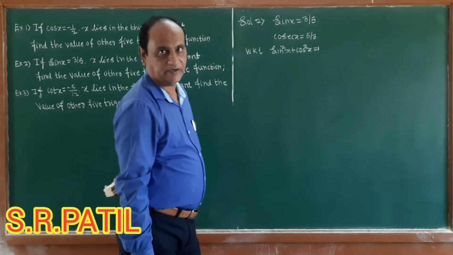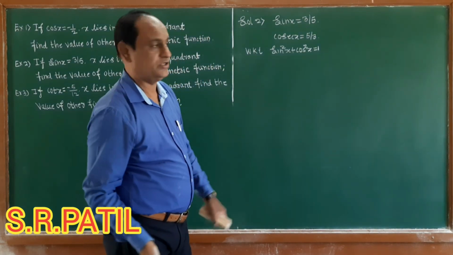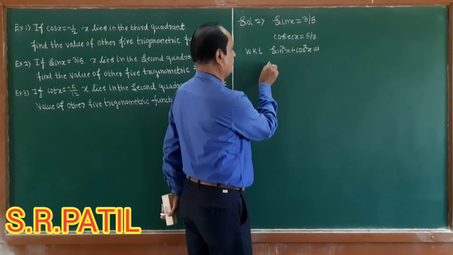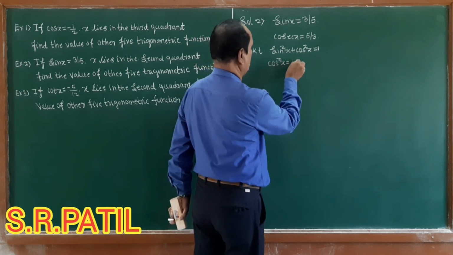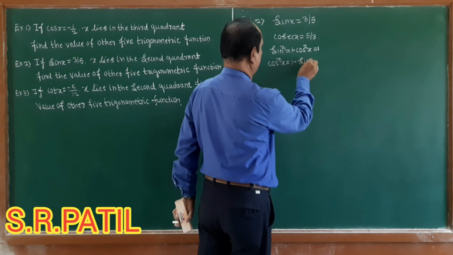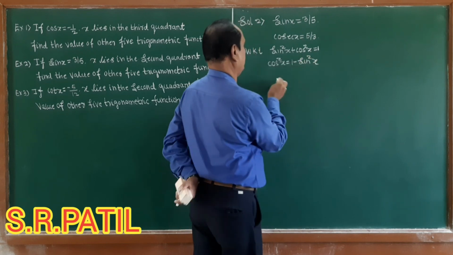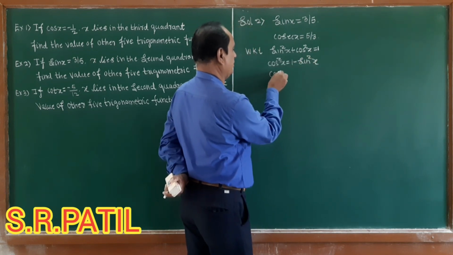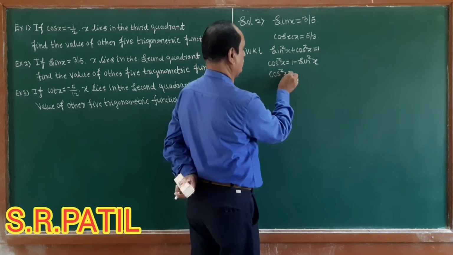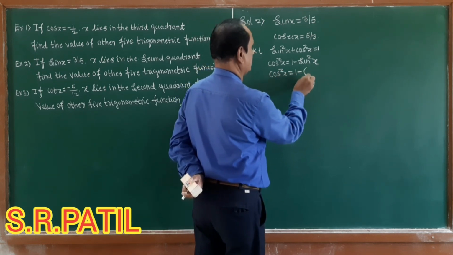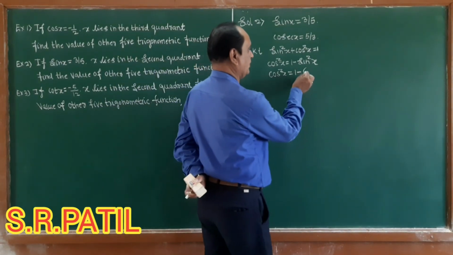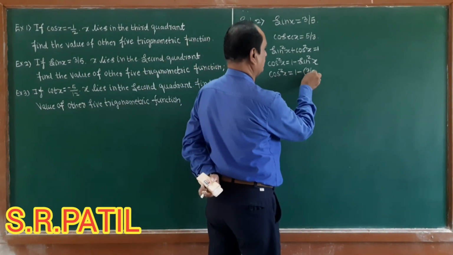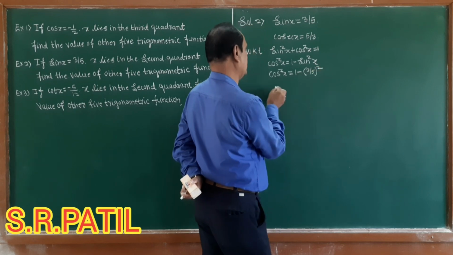Sin x is given, so you have to find the value of cos x. Very simple: cos square x is equal to 1 minus sin square x. Again, write in simplest form: cos square x is equal to 1 minus sin x, and sin x is given as 3 by 5. So this bracket is squared.